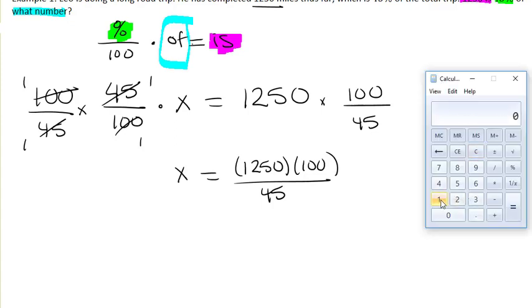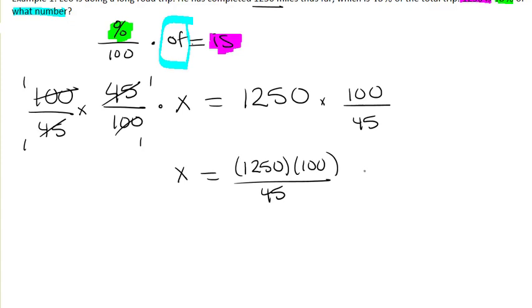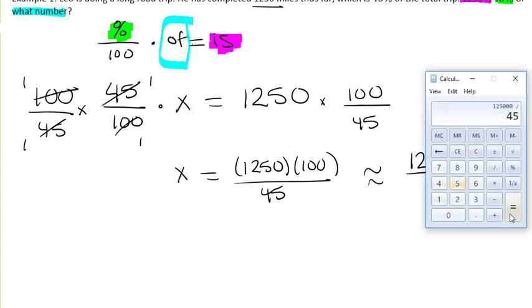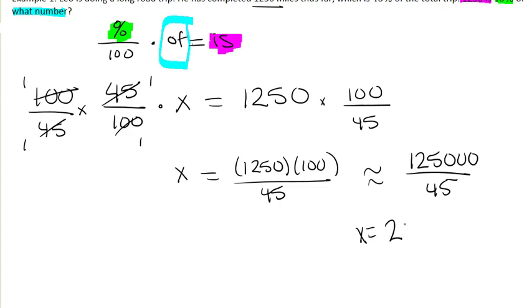So we'll get our calculators out. 1,250 times 100 equals 125,000 divided by 45. So we'll then divide by 45 and we get 2,777.77. So for this, we will round to our nearest tenth. So we will get x is equal to 2,777.8, and this is in miles.